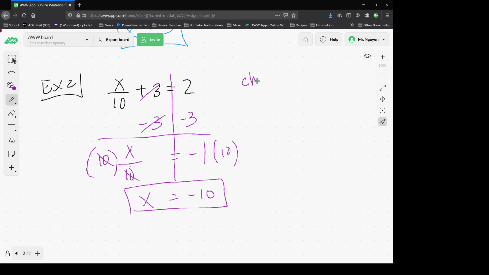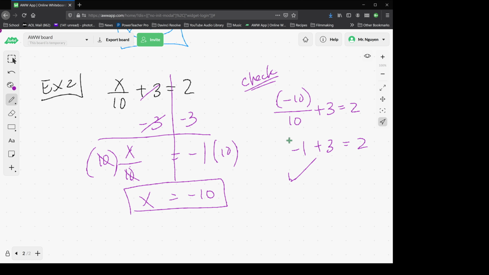So let's check it before we can say this is definitely negative 10. So we have negative 10 divided by 10 plus 3. That should give us 2. Well, is that true? Well, yeah. Negative 1 plus 3. That's definitely 2. Okay? So it checks out. Boom.